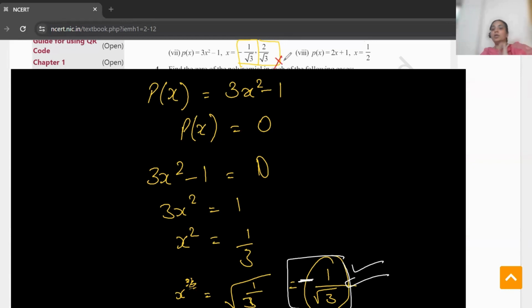Clear or not? But when two cases come, beta, finding the 0 won't work for you. So whenever they give you two values and ask you to verify if that is the 0 or not, what will you do? You will put the values in x there, and you will find out if the answer is coming out to be 0, then you will conclude yes, it is the 0 of that polynomial. Clear or not?